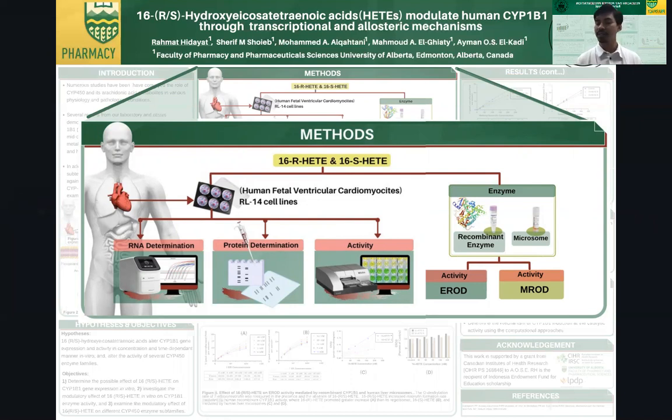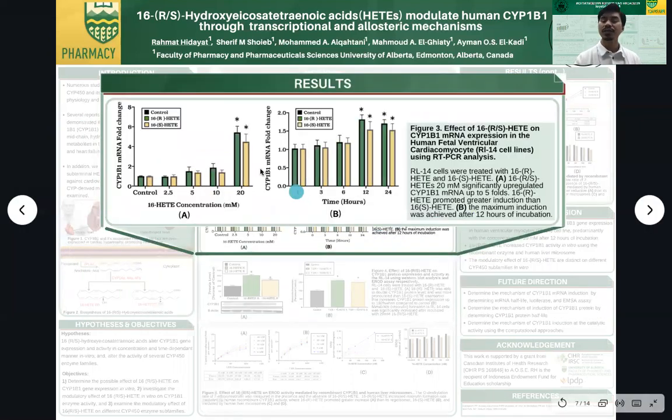From the experiment, we found that both enantiomers of 16-HETE significantly upregulated the CYP1B1 mRNA expression in the RL14 cell lines, with the concentrations of 20 micromolar up to 5-fold compared to control, where the 16R enantiomer promoted prominent induction compared to its enantiomer 16S-HETE. This induction was optimally achieved after 12 hours.